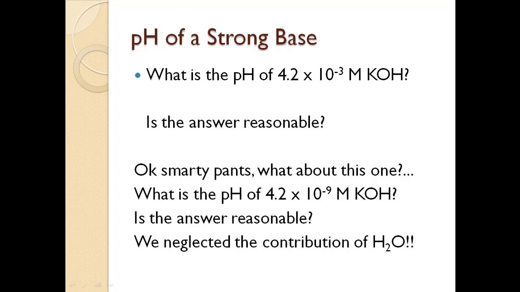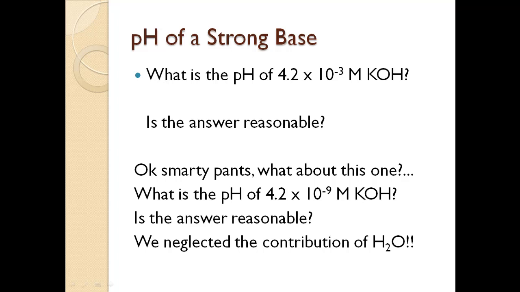Is that reasonable? Absolutely. Like I said, you have to make sure that the answer that you get when you do these things is reasonable. So let's try one more. What about the pH of 4.2 times 10 to the negative 9 molar KOH? Now we know that we're going to have to convert that into H plus. When we do that, it ends up being 2.38 times 10 to the negative 6 molar. If you put that into your pH equation, take the negative log of it, you'll get 5.62.